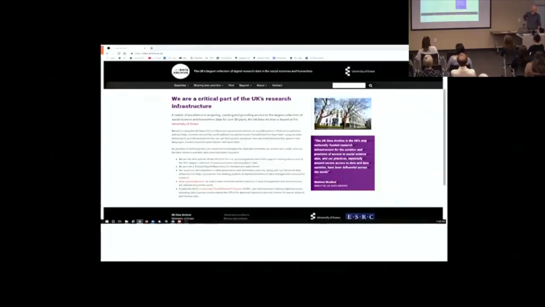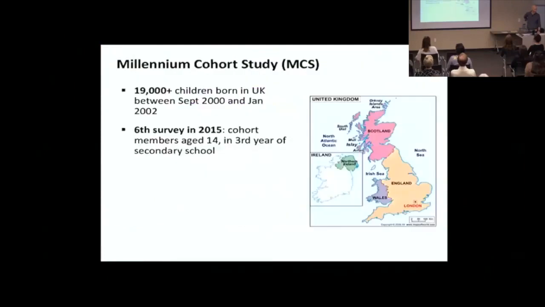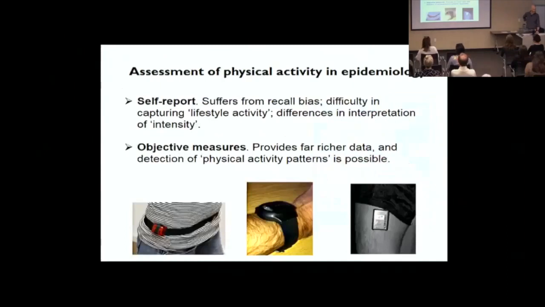This is the UK Data Archive. It's run out of the University of Essex. You have a similar example at the University of Minnesota, I think, for selected social science type data. But the Millennium Cohort Study was conducted in the early part of this millennium. It's about 19,000 kids at study induction. And there's been a move to, in these kids, assess physical activity.